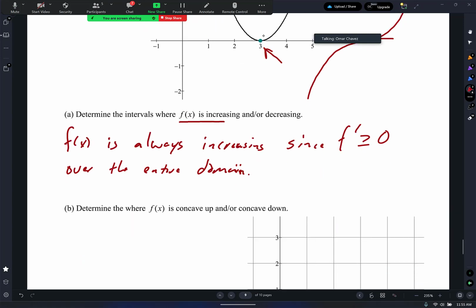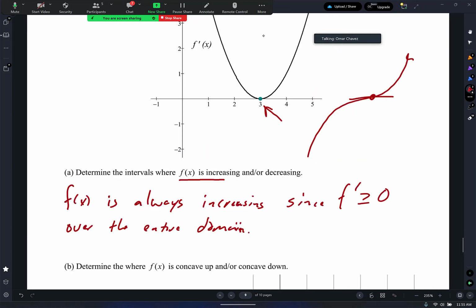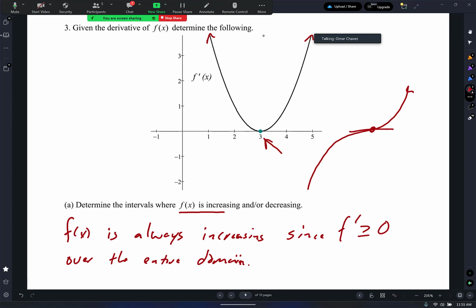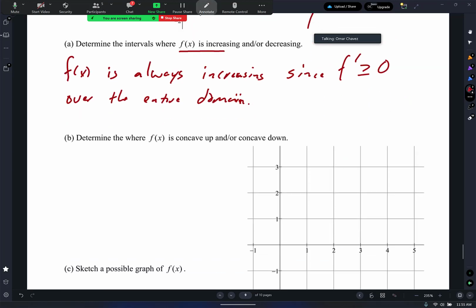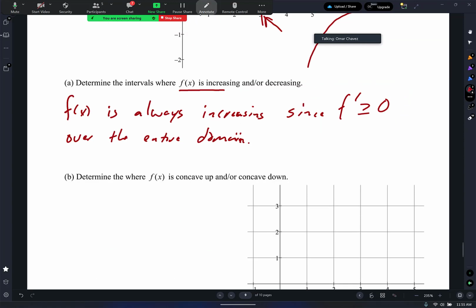Okay. Determine where f of x is concave up or concave down. Concave up from 3 to infinity because f prime is increasing, and you're concave down from negative infinity to 3. So look, here's my graph. It probably wants me to sketch. Okay, let me write that down.